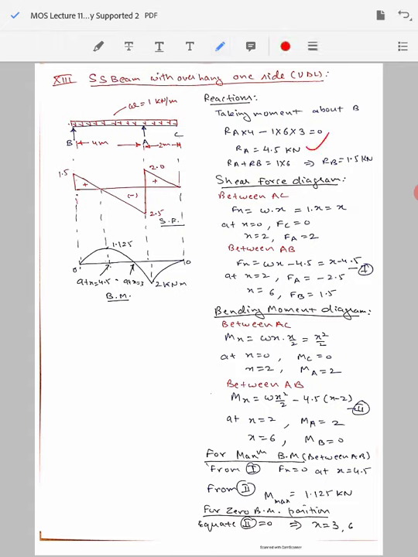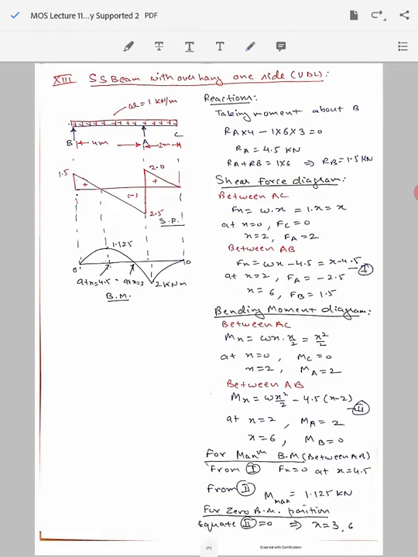Now the sum of RA plus RB will be equal to the applied load, and the applied load is 1 kilonewton per meter multiplied by the length of the beam, which is 6 meter. So RA plus RB is equal to 6. So this gives us the value of support reaction RB equal to 1.5 kilonewton.